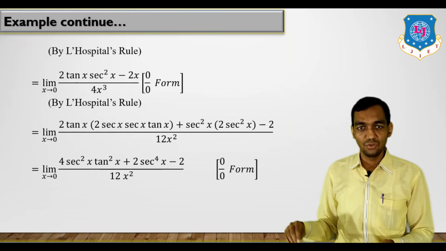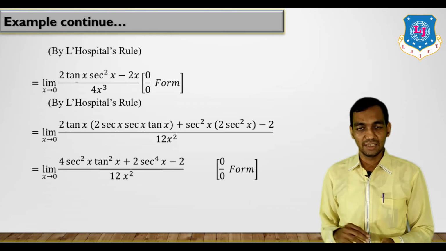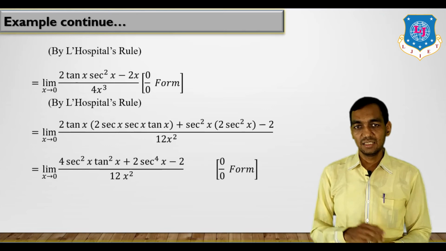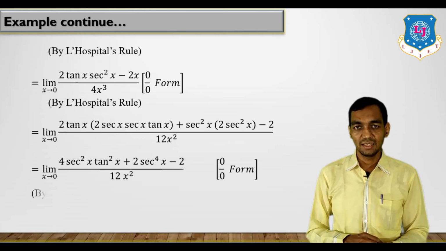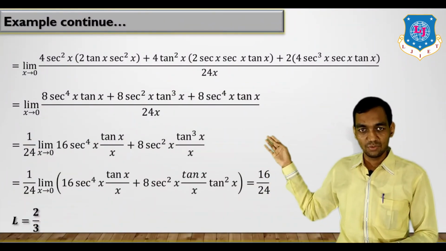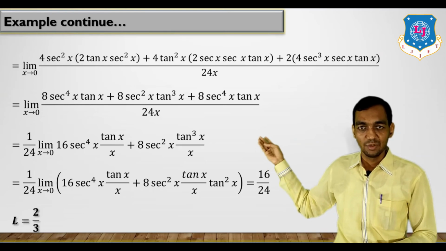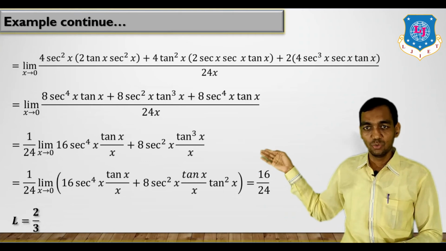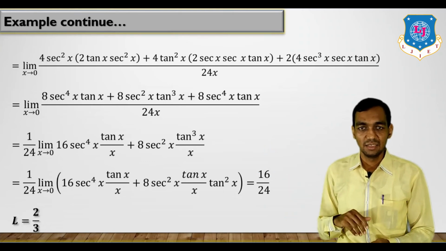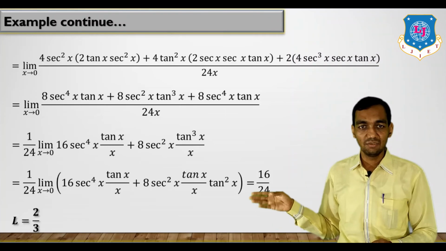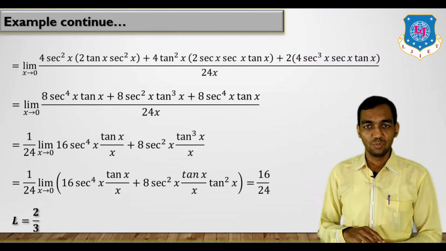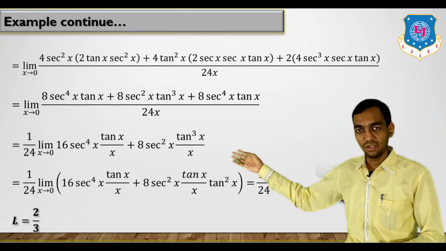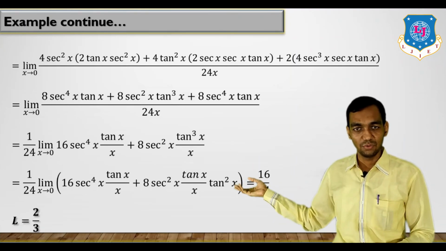Simplifying the numerator, that will give you 4 sec square tan square plus 2 sec raised to 4 minus 2, divided by 12x square. Still it is 0 by 0. So again applying L'Hospital's rule, that will give you 4 sec square into 2 tan x sec square x plus 4 tan square into 2 sec x into sec x tan x plus 2 into 4 sec cube x into sec x tan x. And if you are simplifying the numerator, then that will be 2 sec raised to 4 tan x plus 8 sec square into tan cube plus 8 sec raised to 4 into tan x. And the denominator has a derivative 24x.